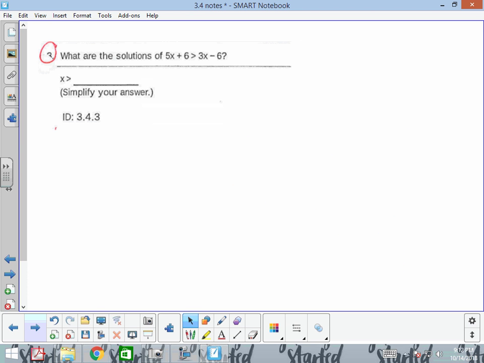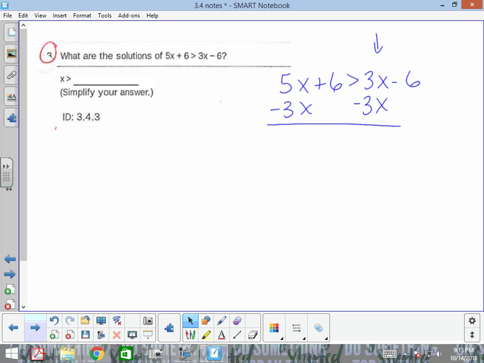All right, number 3. This is the kind where we have to move an x term first. When it's inequalities, I highly suggest always going to the right side and moving that term first. That way we get our variable terms on the left side. It's always helpful, again, to have the variable terms on the left side in case you have to graph.